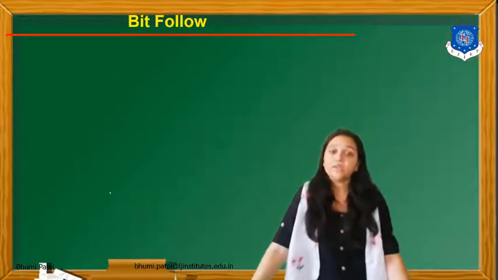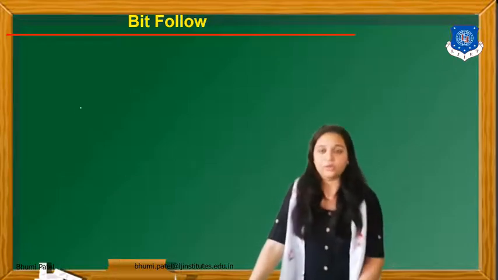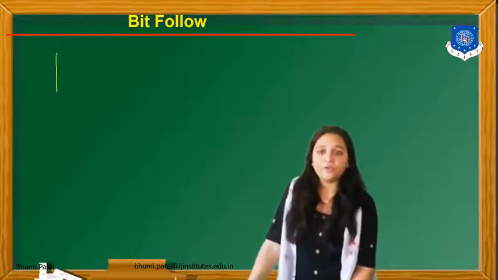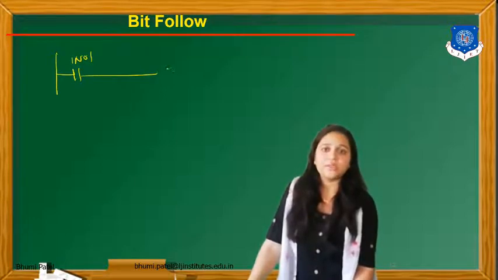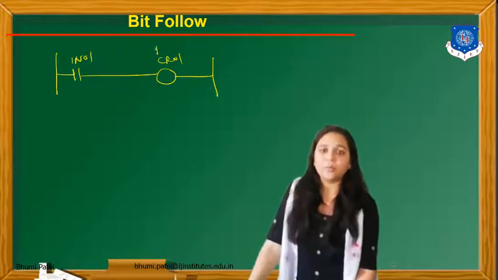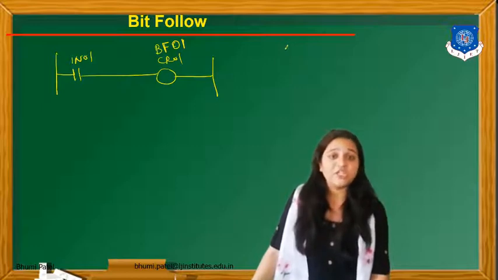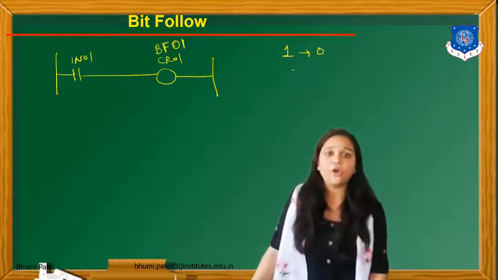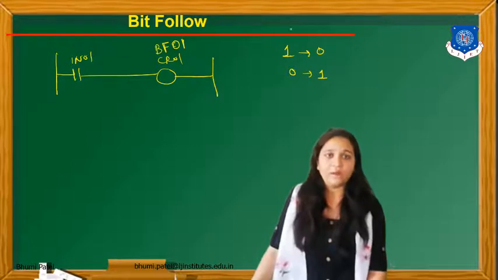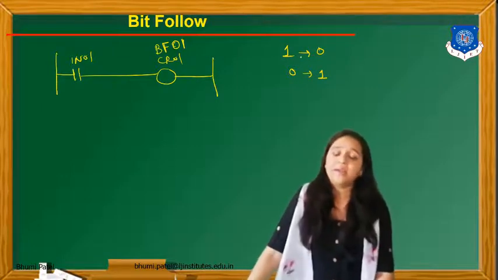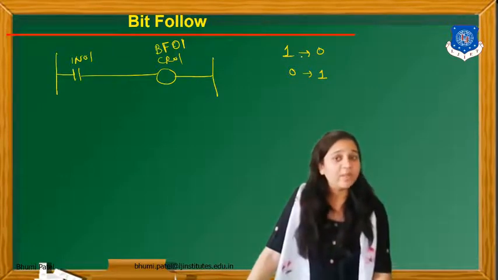Okay. Now the third one is the bit follow. So what is the ladder diagram of the bit follow? We can put here the input switch, and this is my output. Okay, and we execute the command bit follow BF01. Okay, so what is the function of the bit follow? It will change the state from 1 to 0 or 0 to 1. Now you have clearly identified the difference between bit set, bit clear and bit follow.